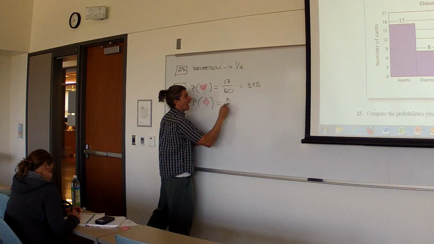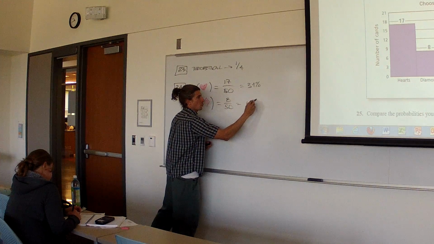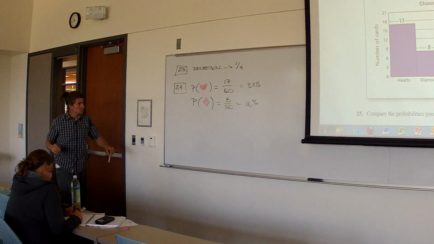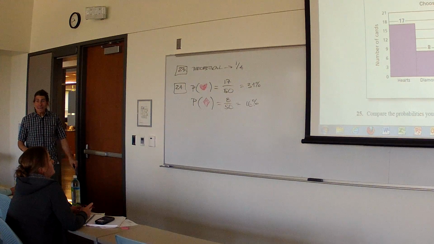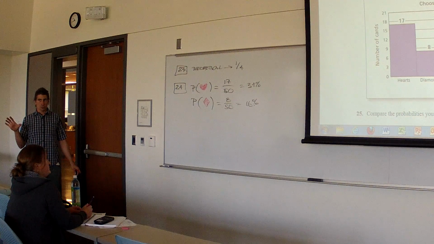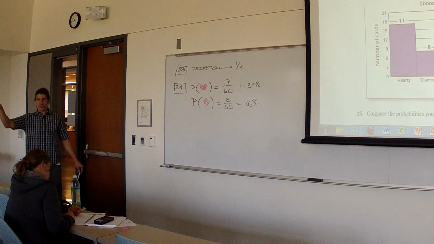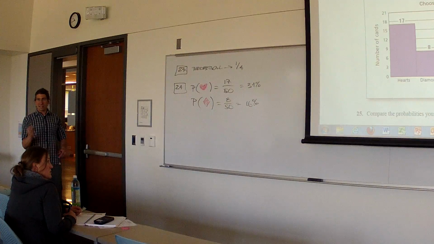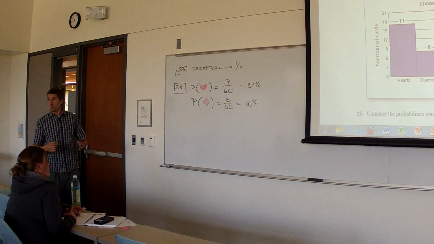8 occurrences out of 50, which is 16%. That's how many diamonds we got. So 8 out of the 50 correlates to 16%. Fair? Tell me if it's not fair. All's fair in love and war. So this is not love nor war, this is mathematics. It might feel like war sometimes.